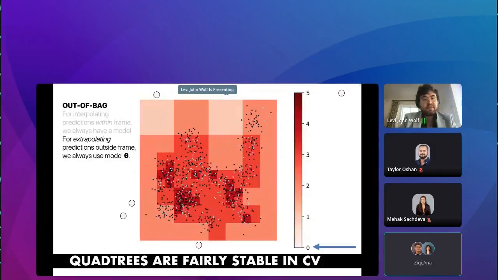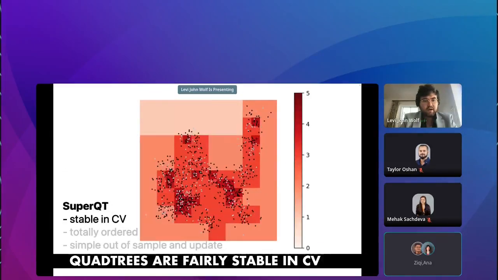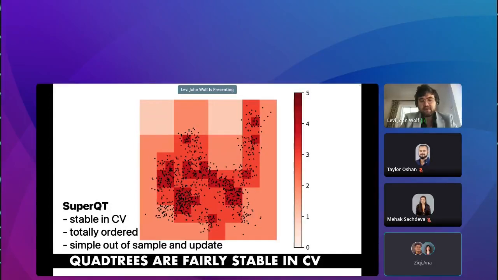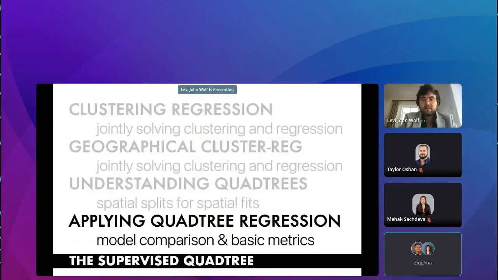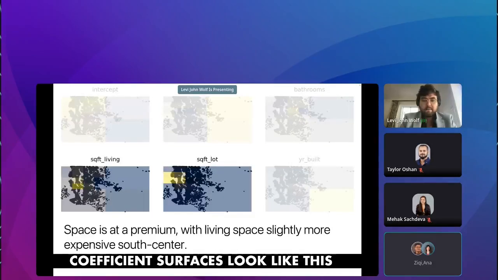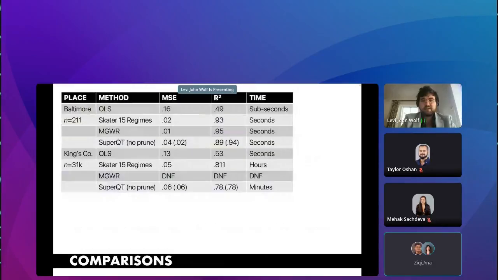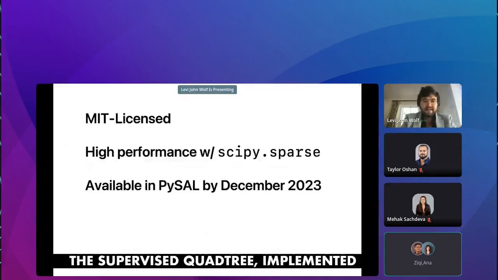So let me just show you what the results of this kind of application look like. They are stable in CV, they're totally ordered, and they have a very simple out-of-sample update. We get local coefficient surfaces like you might in a standard local model, and we only spend the detail where we need to. So you can see, for example, with this kind of local approach, we get spaces at a premium in the south of Seattle, but the degrees of freedom used are an order of magnitude less than GWR for about the same efficiency of fit, and they fit in a minute.